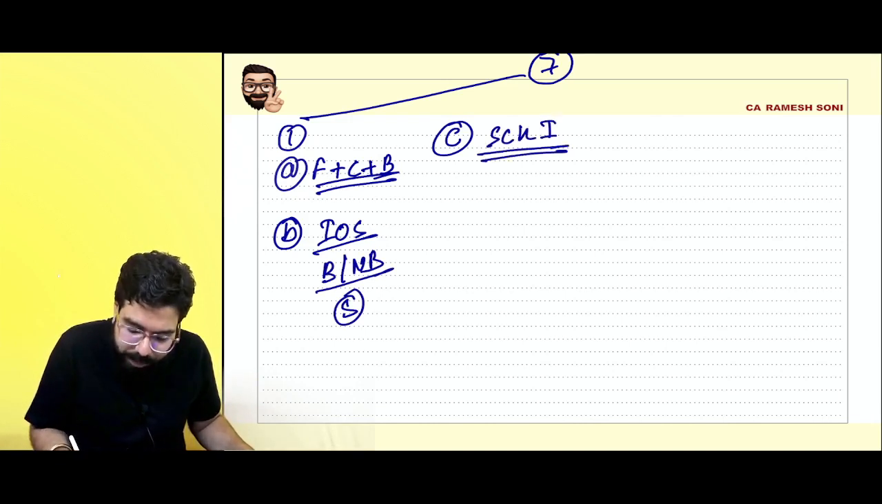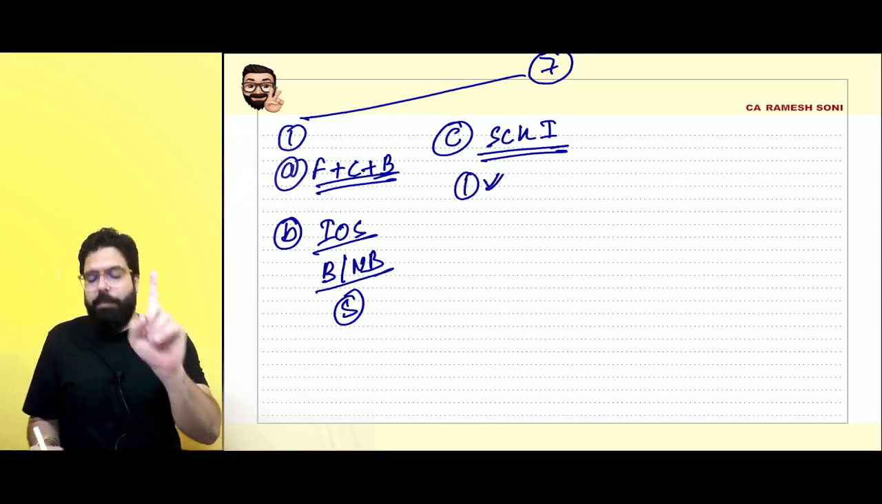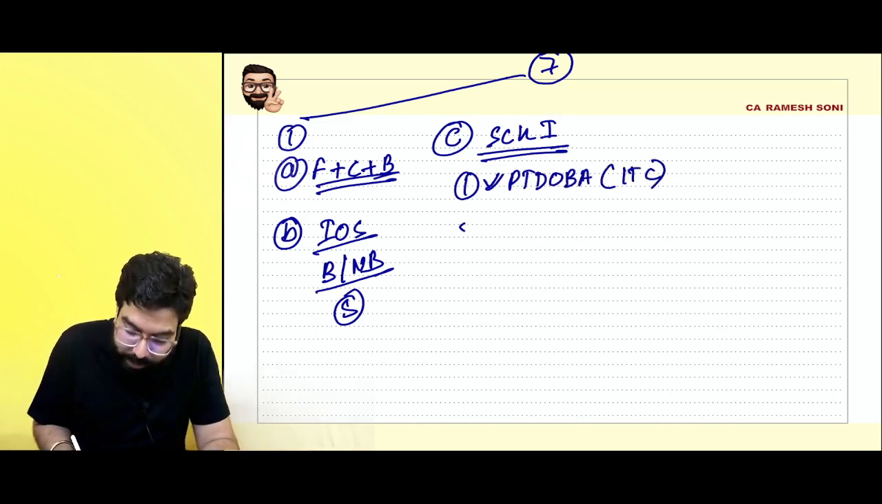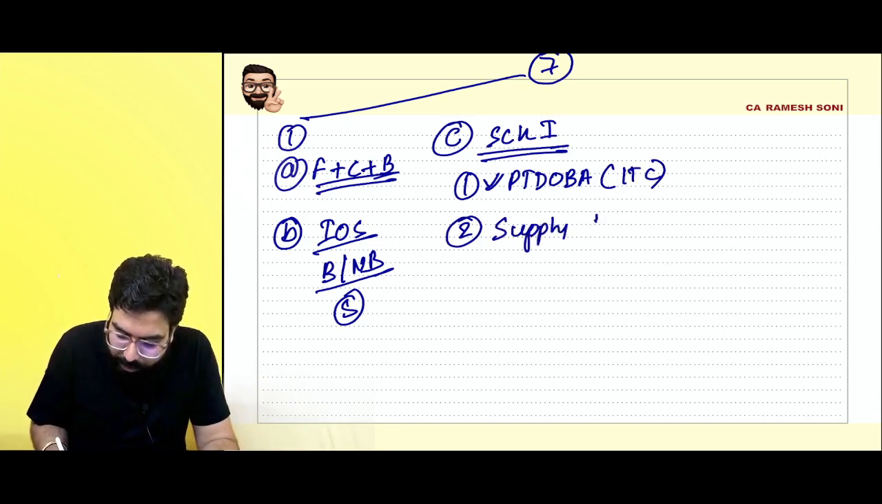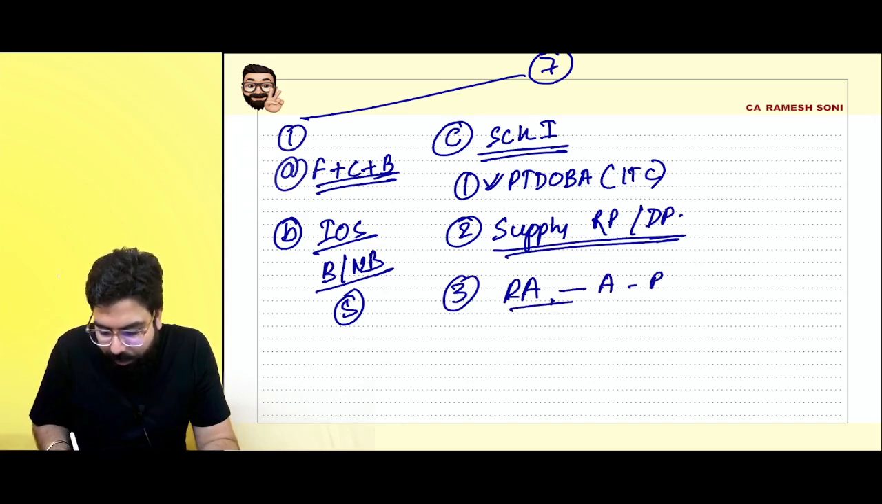Schedule 1, paragraph number 1, which is there, sir, supply. Number 1, permanent transfer or disposal of business asset where ITC has been availed on such asset. The second one, which is there, is supply between related persons or distinct persons. Yes, sir, point is clear. The third one is principal to agent or agent to principal supply.